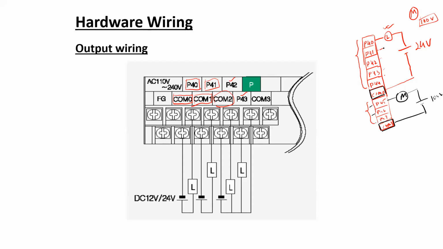So if it is necessary to operate multiple output devices at different operating voltages, having separate common terminals for specific ports might be useful. All the devices which would operate in the 24 volt range can be connected in any one of these ports. And if there are multiple devices that require 100 volts for operation, they can share this common terminal along with any one of these three ports.